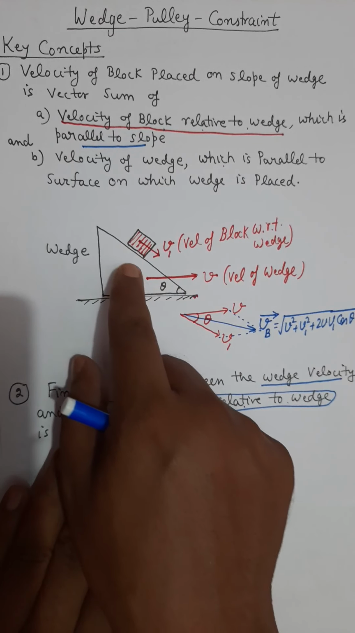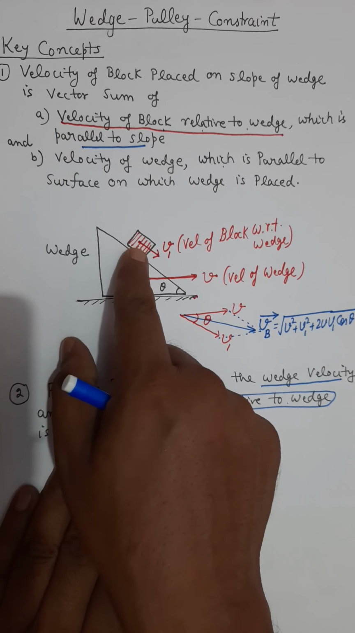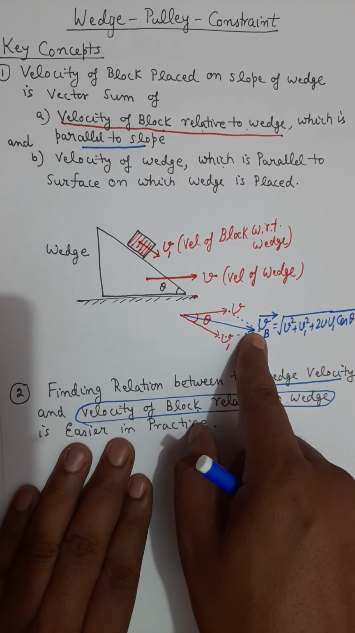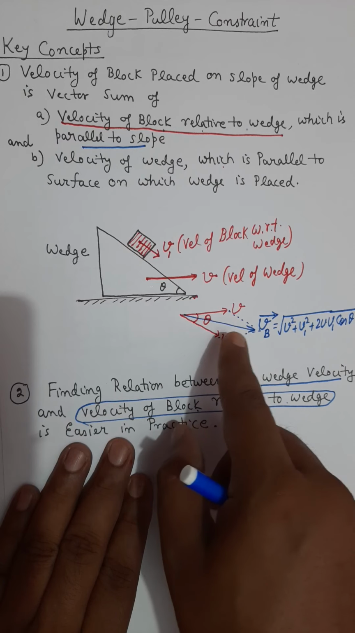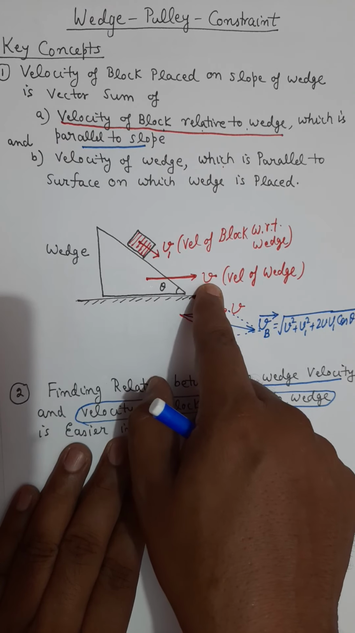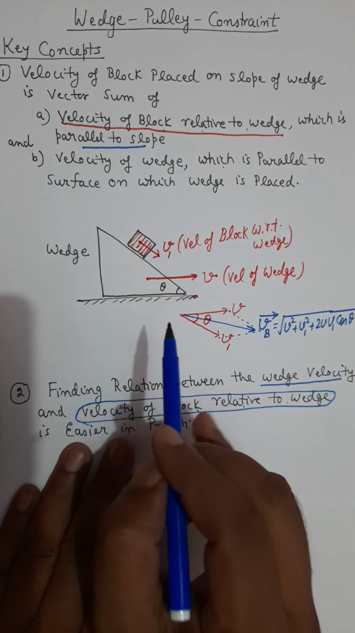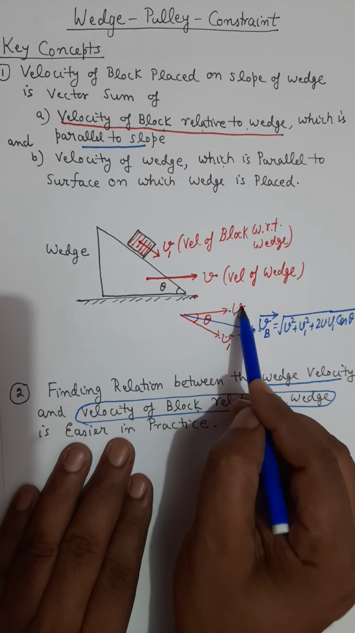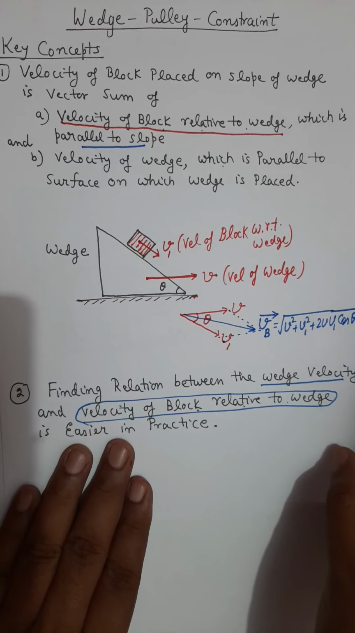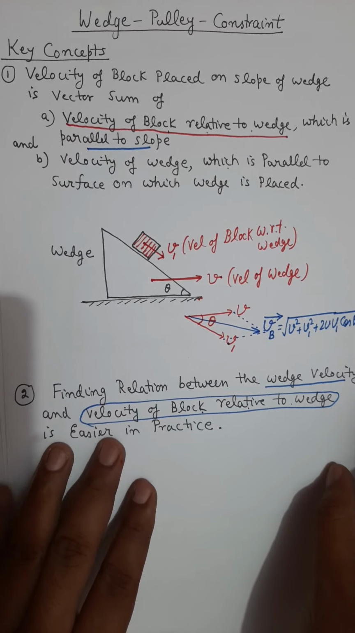What I want to say is that the absolute velocity of the block is this vb vector. So we will not write a relation between vb and v. We will always write a relation between this v and v1. I will explain this point through an example now.